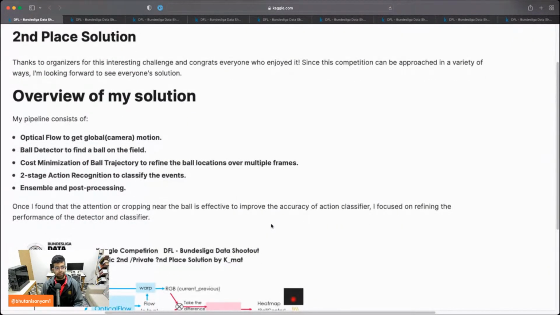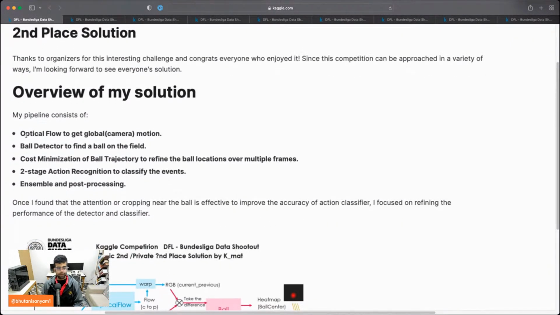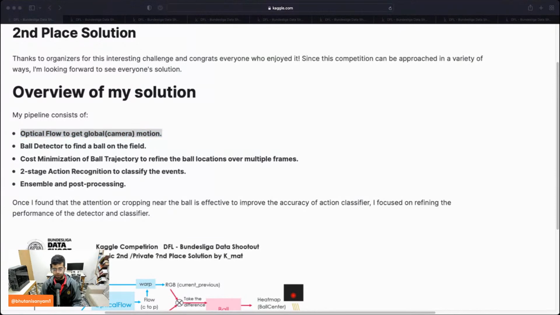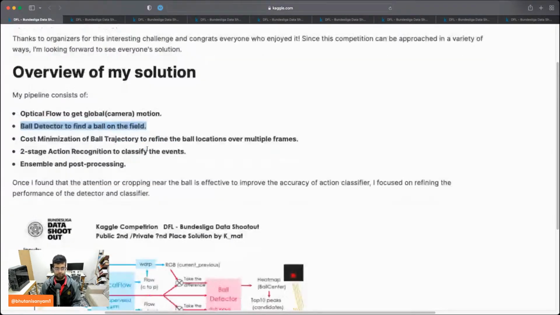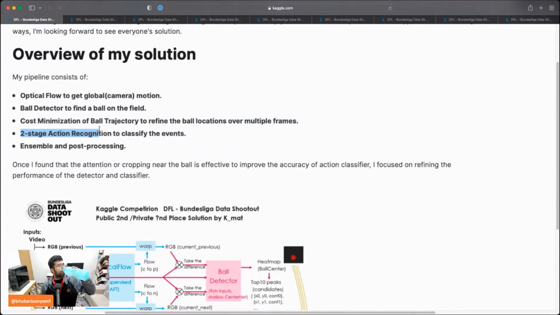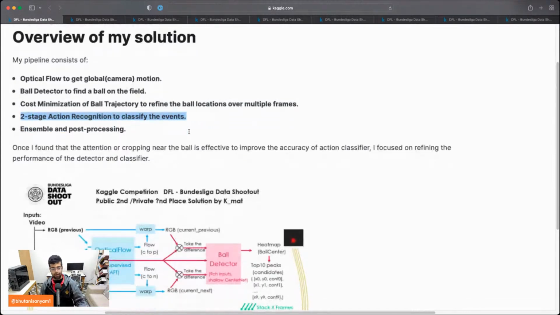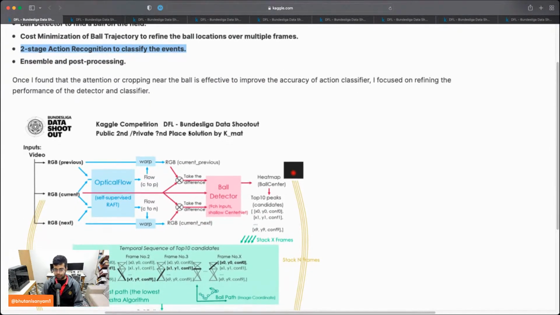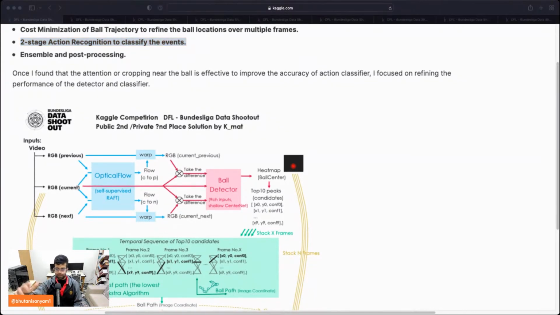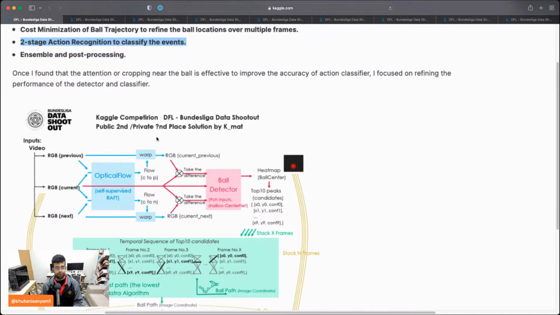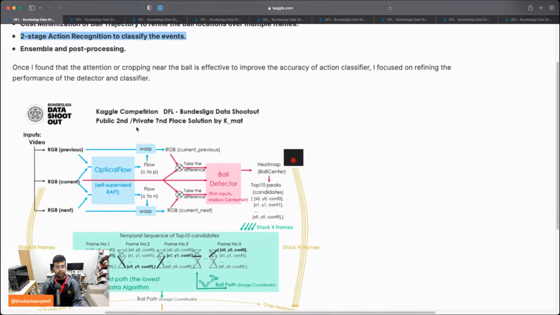So this is the second place solution by KMAT, and his pipeline consists of optical flow to get global camera motion, a ball detector to find the ball on the field, cost minimization of ball trajectory to refine the ball locations over multiple frames, action recognition, and finally ensembling and post processing. So here's an architecture overview in the image, and KMAT always draws these really elegant images to make it easy for all of us. He says the key for him was cropping near the ball for the action classifier.